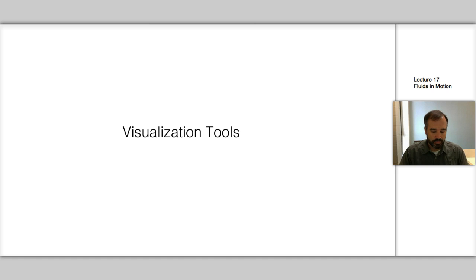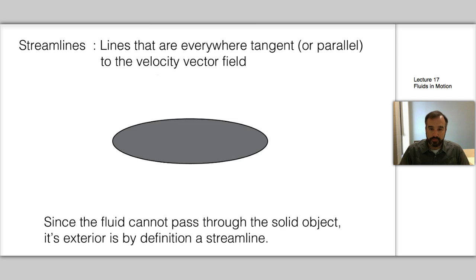Okay, so there are several ways that we visualize flows, and one of the most useful is what are called streamlines. These are lines that are everywhere tangent or parallel to the velocity vector field. I'm going to give you an example of what that looks like.